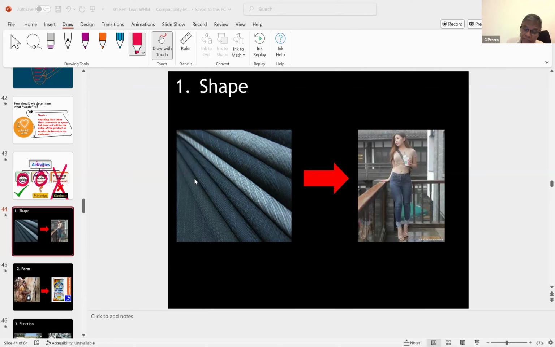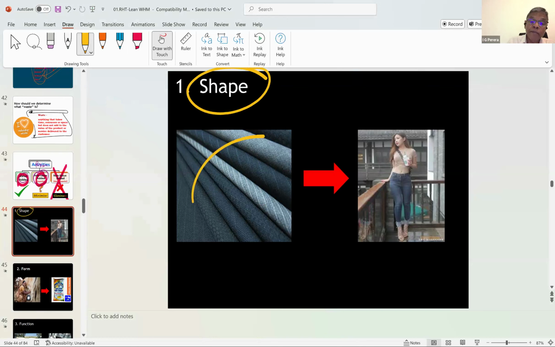As the pieces are stitched together, the shape of the material changes into a trouser. So what the tailor has done at the end of the day is change the shape of the material. He has changed the shape of the material from fabric to trouser.